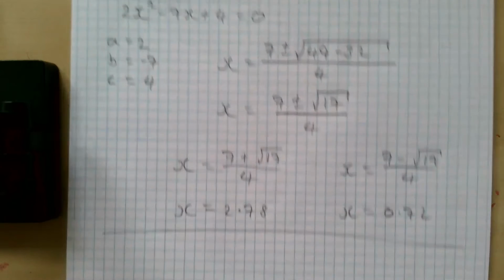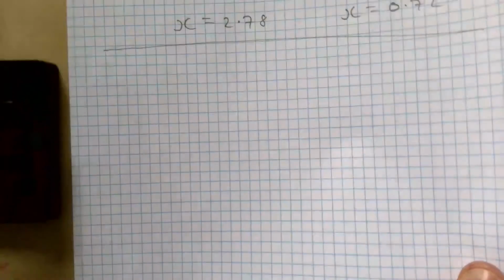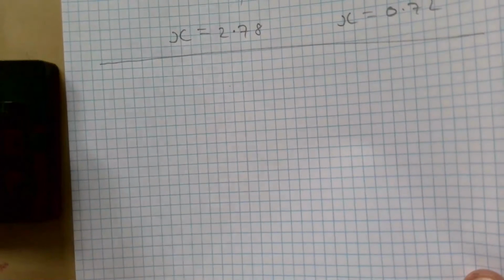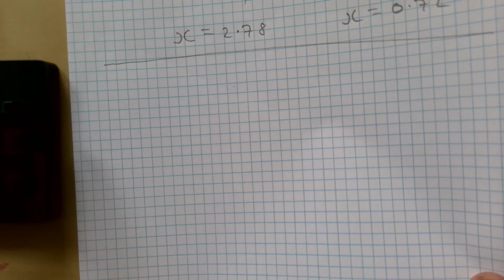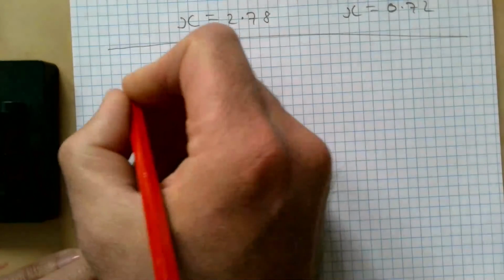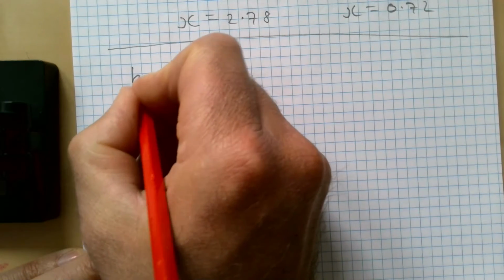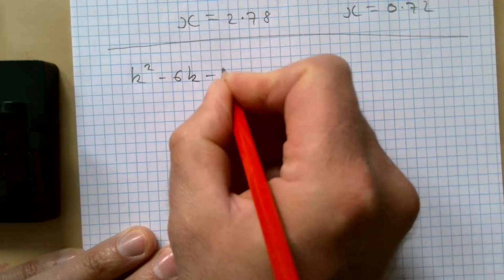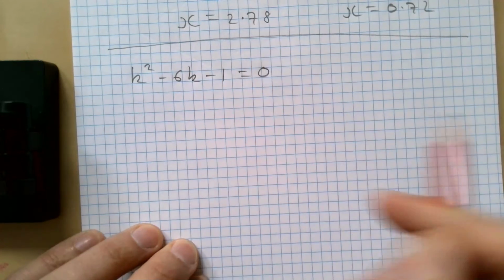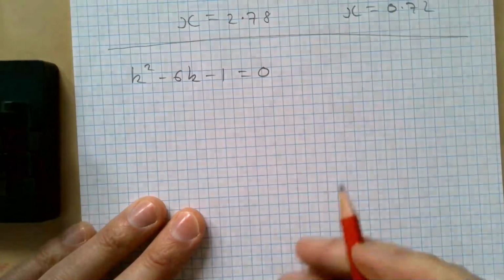So let's do one more, and we'll see how we get on. Let's pick a slightly trickier one and see if we can get it to work for us. I'm going to go for k squared minus 6k minus 1 equals 0. Obviously we're just going to sub it in for our x here. I hope that makes sense.